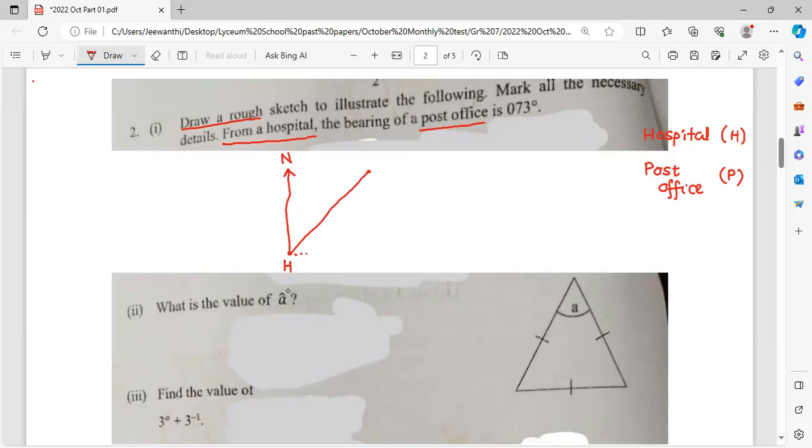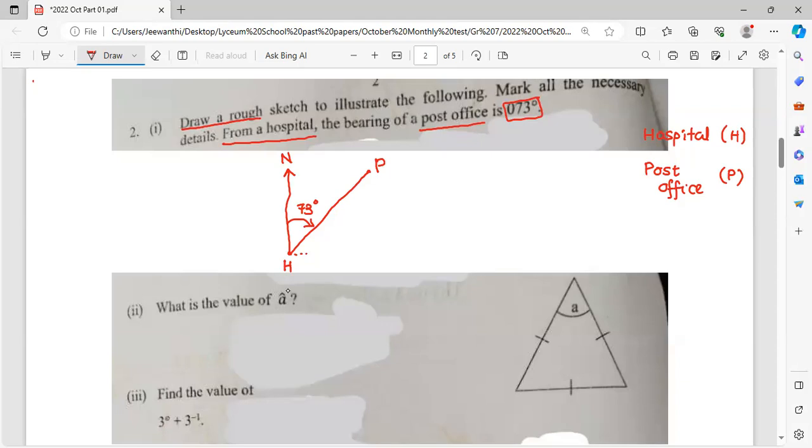And here you show the post office, and here you show the arrow, the clockwise movement, and here you write 73 degrees. When you mark the angle value like this, don't use the 3 digits, but when you mention the bearing value, we know that we have to use 3 digits, 073 degrees, right? But when you are marking that angle value in the diagram, you just write 73 from the hospital. The bearing of the post office is 73.